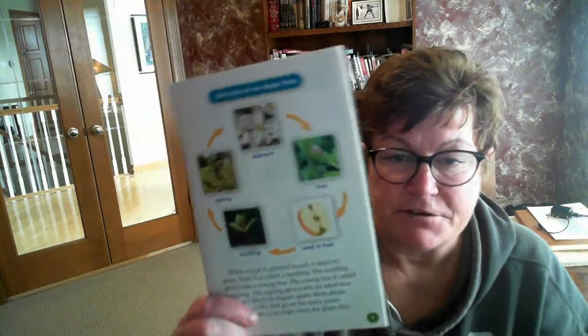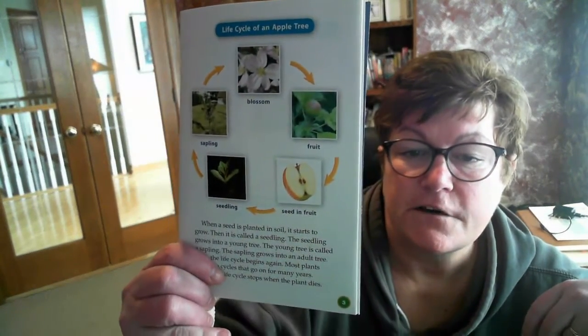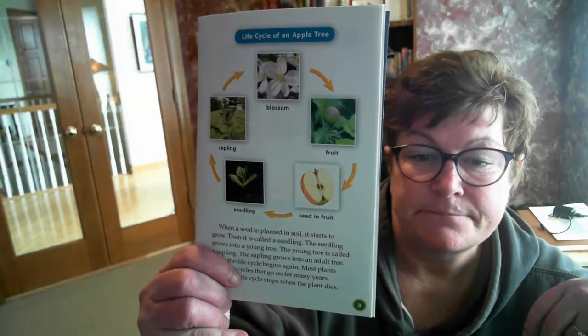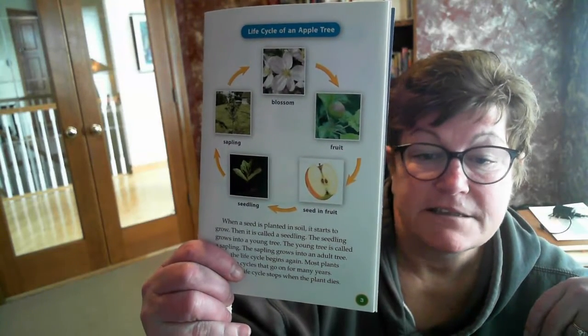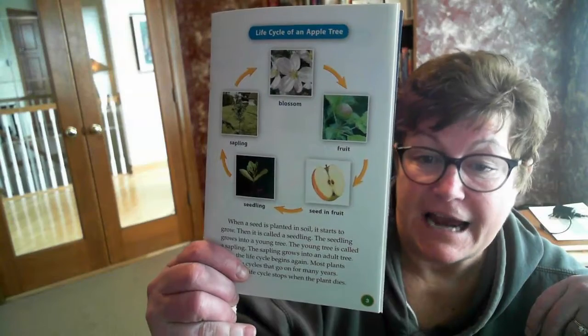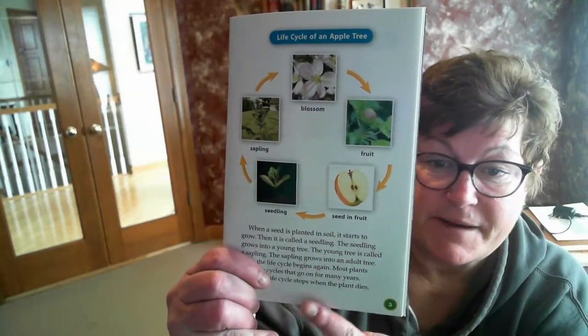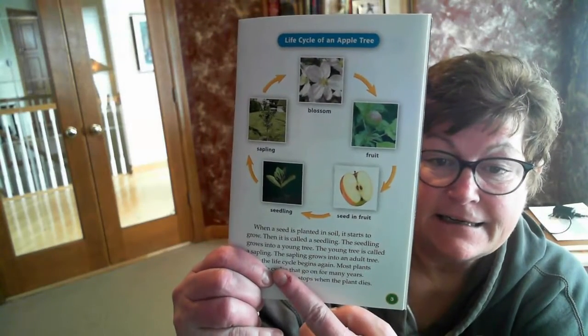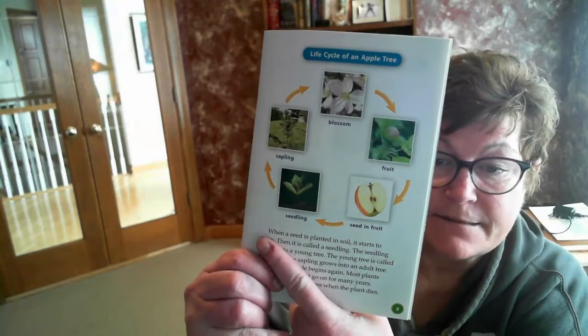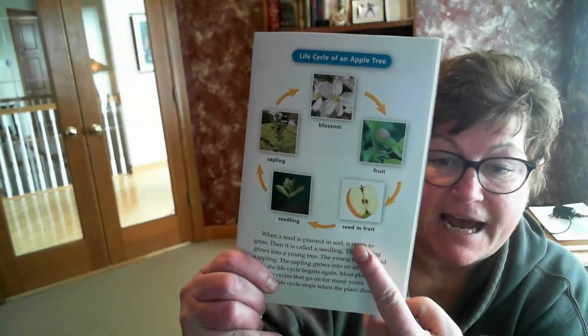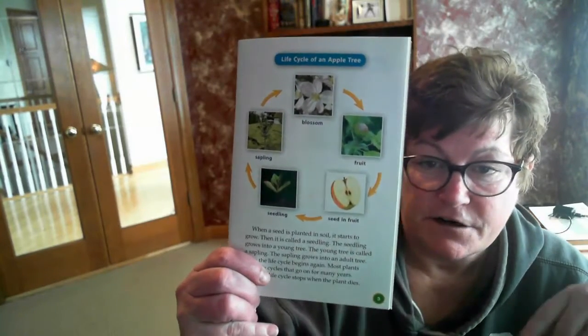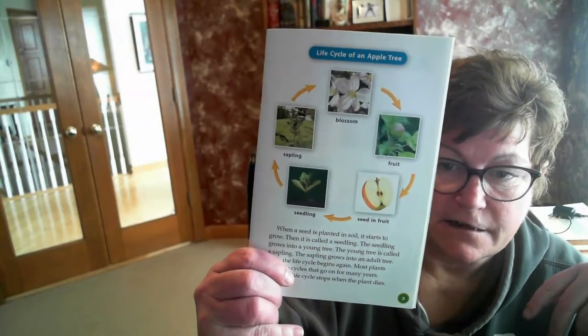So I'm going to show you the life cycle. It's a picture, a circle map if you would look at it that way, of the life cycle of an apple tree. So if you look, it starts as a seed at the very bottom, then a seedling, a sapling, a blossom, and then a fruit, and back down to a seed. So it goes in a full, complete circle.